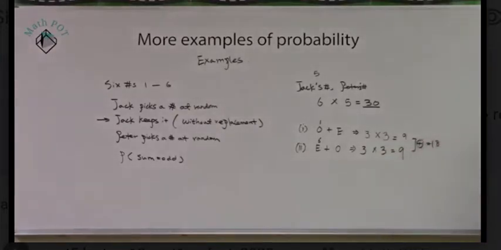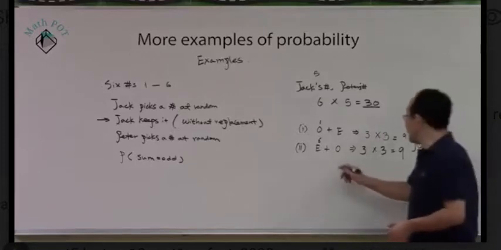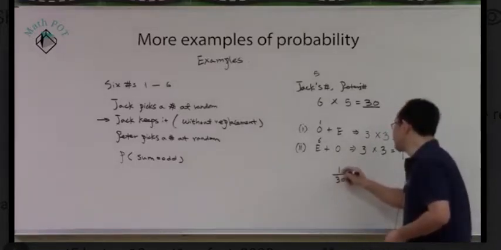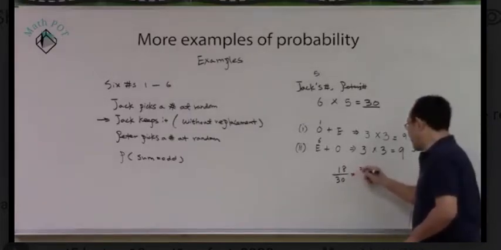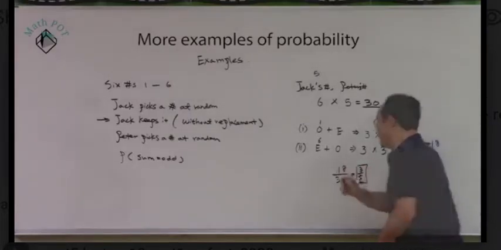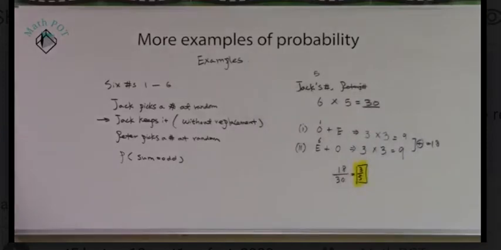So now we are ready to solve this problem. The total is 30. The favorable count is 18. Let's simplify by dividing by 6. That gives a final answer of 3 over 5. That is the answer for this one. So make sure you fully understand this one.